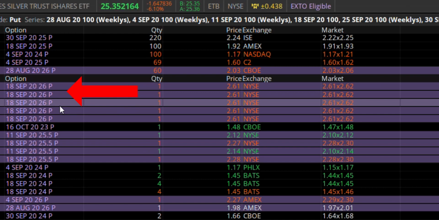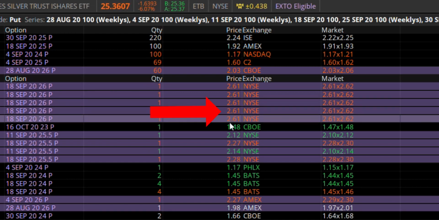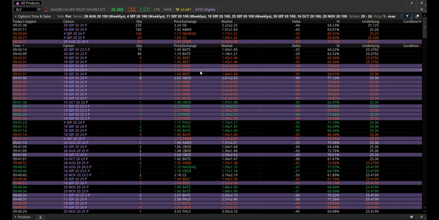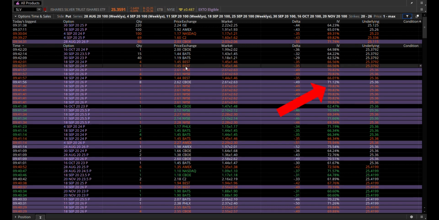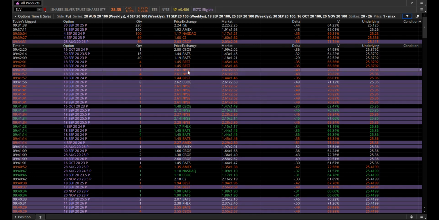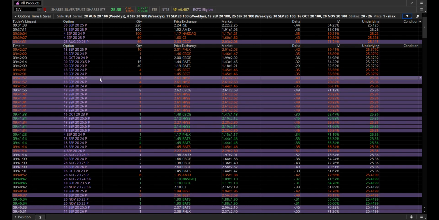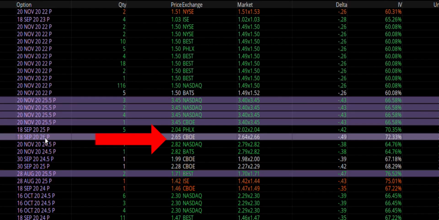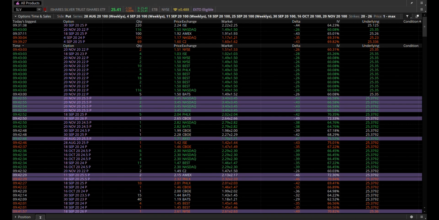Here's 2.61, the 26 put. Yeah, I don't want to go that far in the money. I was kind of hoping the vols would get a bit higher, but 70% is probably not bad. It's a September 26 put for 2.61. You know what? It's 70%, and that's the September 18th. 72% on that September 18th 26 put traded at 2.65, and now it's 2.66.